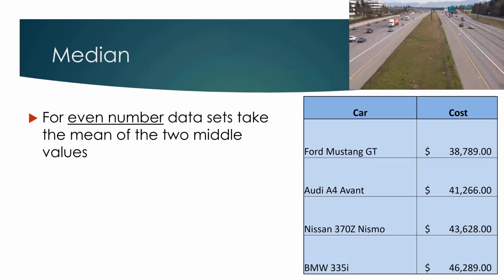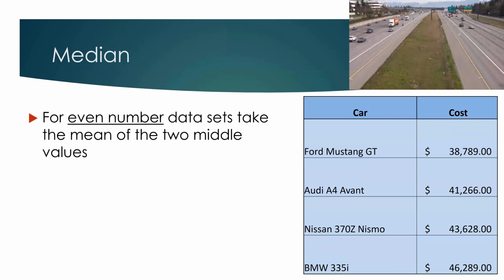Now, if you have an even number data set, you're going to have 2 numbers that are right in the middle. There's not going to be 1 in the middle because it's even, so there's going to be 2 in the middle. So if you have 4 prices, price number 2 and price number 3, they're the ones that are going to be in the middle. So what you do is you take the mean of the 2 middle numbers, and that's how you get your median for an even number data set.